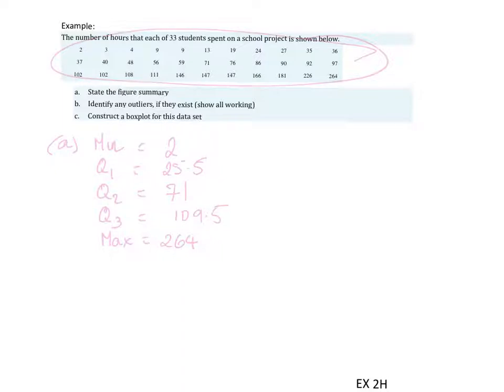All right, what do we need to do next? Part B wants us to identify any outliers if they exist. Okay, we need to use our rules here. So we do the lower bound, and anything that is less than that value is going to be an outlier. So the lower bound or the lower fence is equal to Q1 minus 1.5 times our IQR. Now let's just go back up here for a minute and work out our IQR.